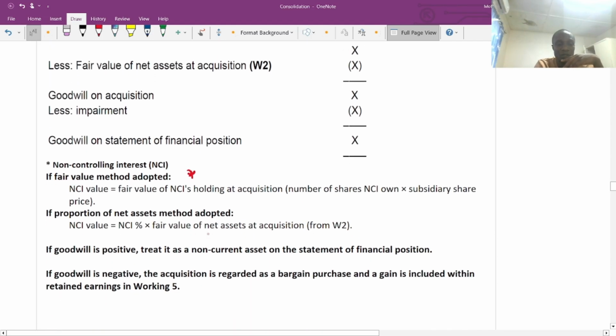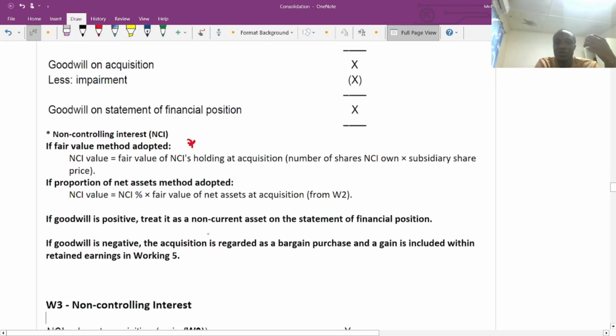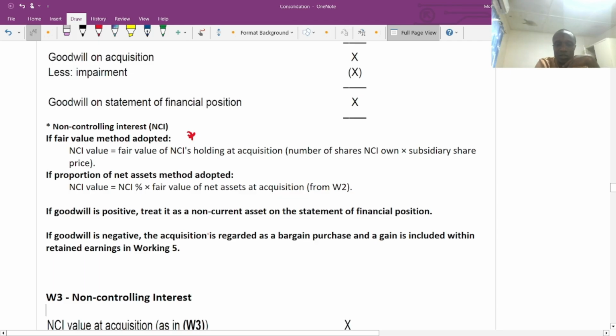If there's a positive goodwill, in other words, if the cost of investment is greater than the net assets of the subsidiary, then we are going to consider it as a positive goodwill, which we are going to show as a non-current asset on the statement of financial position. But if the cost of investment is less than the net asset, then we're going to look at it as a negative goodwill, which we can consider as a bargain purchase. And we are not going to show it under the non-current asset. Instead, we are going to show it under the retained earning under working five.